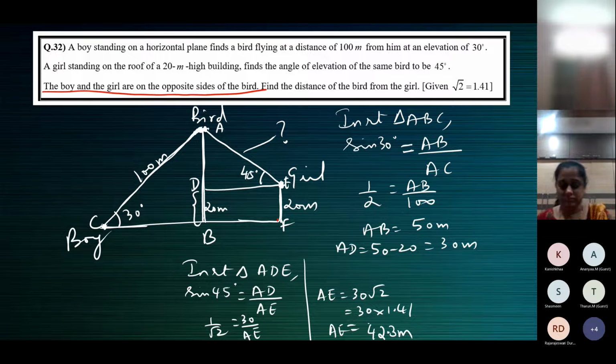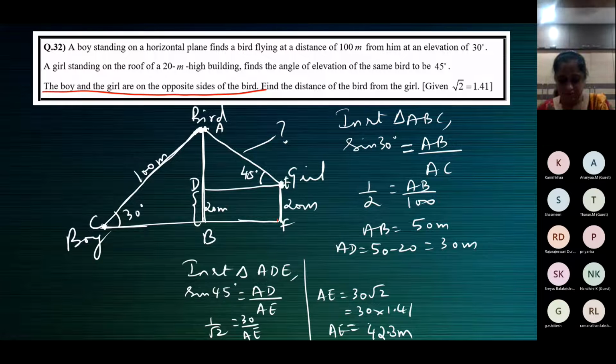Right now, Malfi? Ma'am, is it necessary to take root 2 as 1.414 and then convert it? No, if the value of root 2 was not given, then you will have to take 1.414. But in the question it's given, take root 2 is equal to 1.41. You just have to take that. Okay.